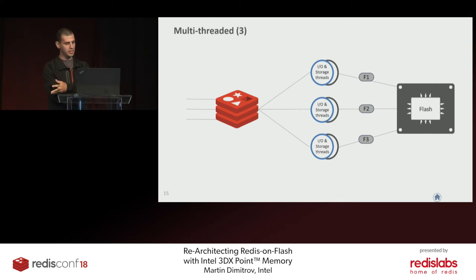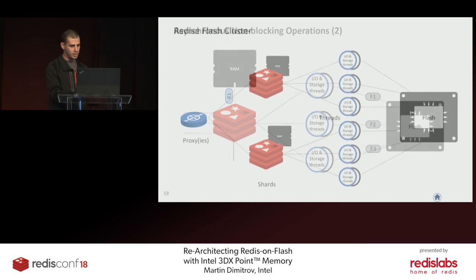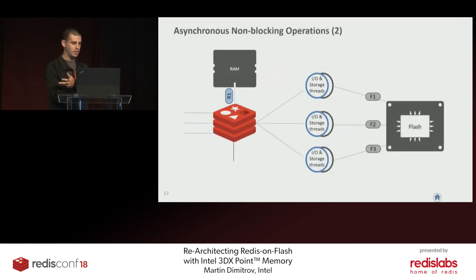In this case, the client is blocked. In the meanwhile, another client, R1, tries to execute a command on a key that is in RAM, so it is executed immediately from RAM. And eventually, pretty quickly, when the values are prefetched from flash, the client that requested them is unblocked and the command is executed.